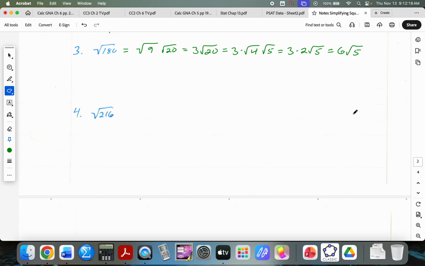If you want this method to be fast, you really do have to think of the biggest perfect square that'll divide evenly into this, which is 36. And that's 6 square roots of 5. A lot faster.